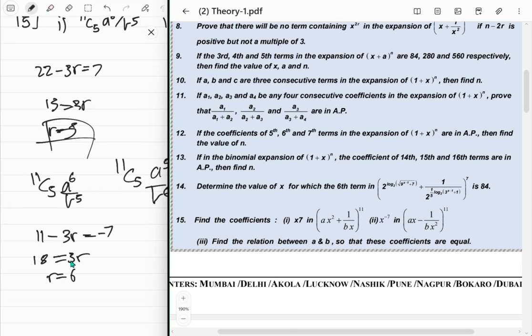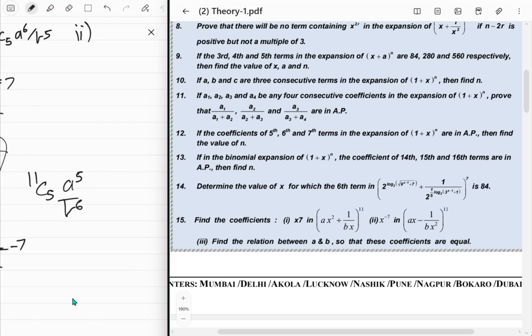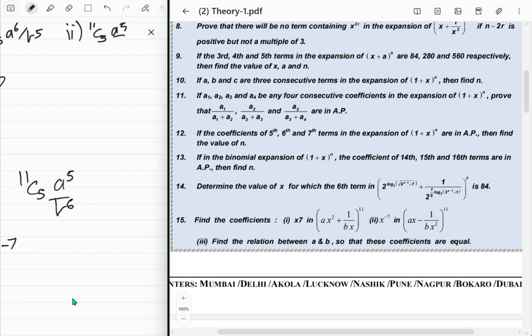That is r equal to 5, this gives r equal to 6. That's 2r right there. Yes, that's the thing. So it's just negative 7, and that means 18 is equal to 3r, r is equal to 6, and this should work. So 11c5, and then you got a power 5 upon b power 6.